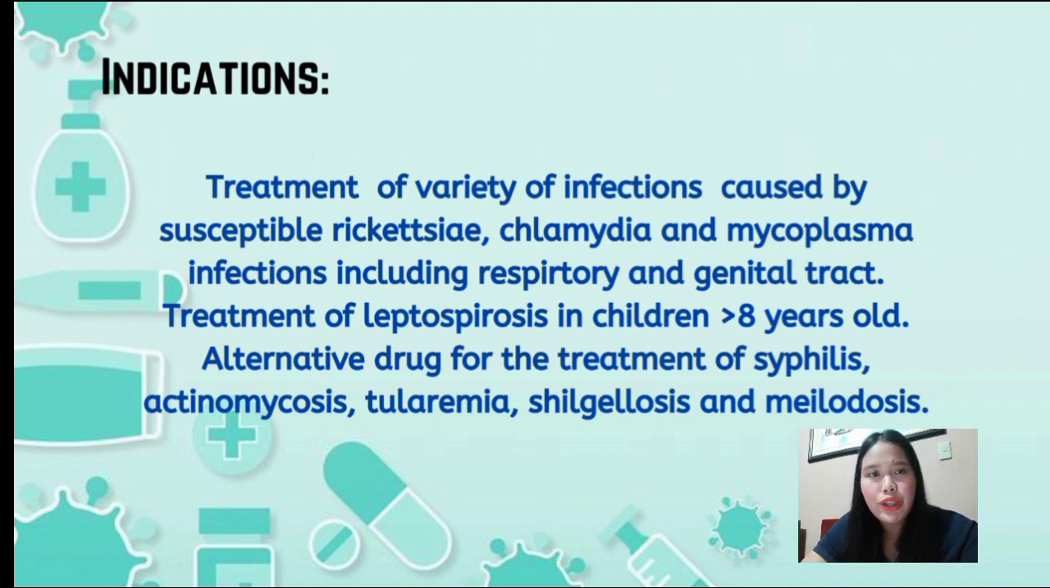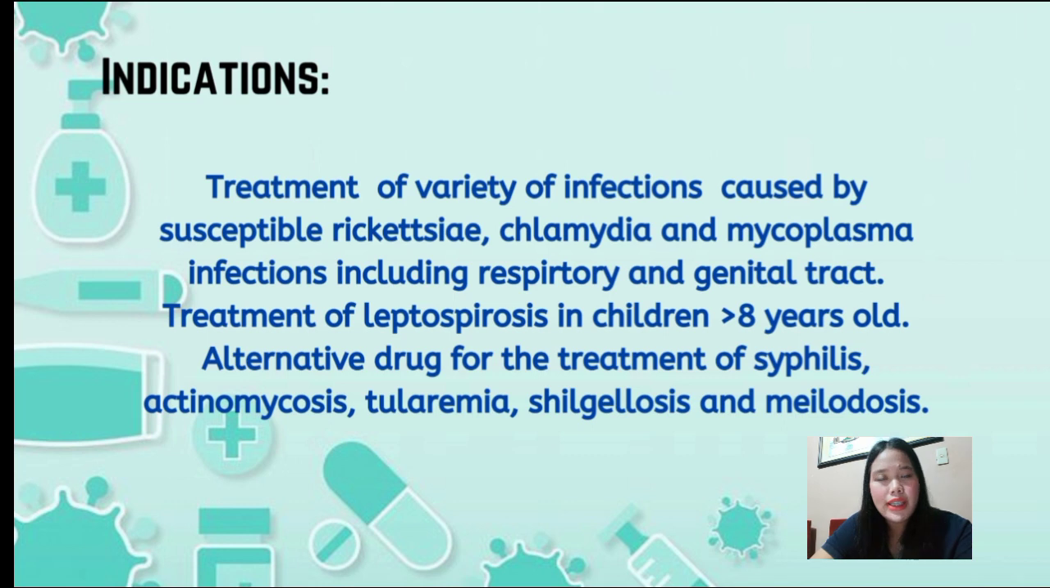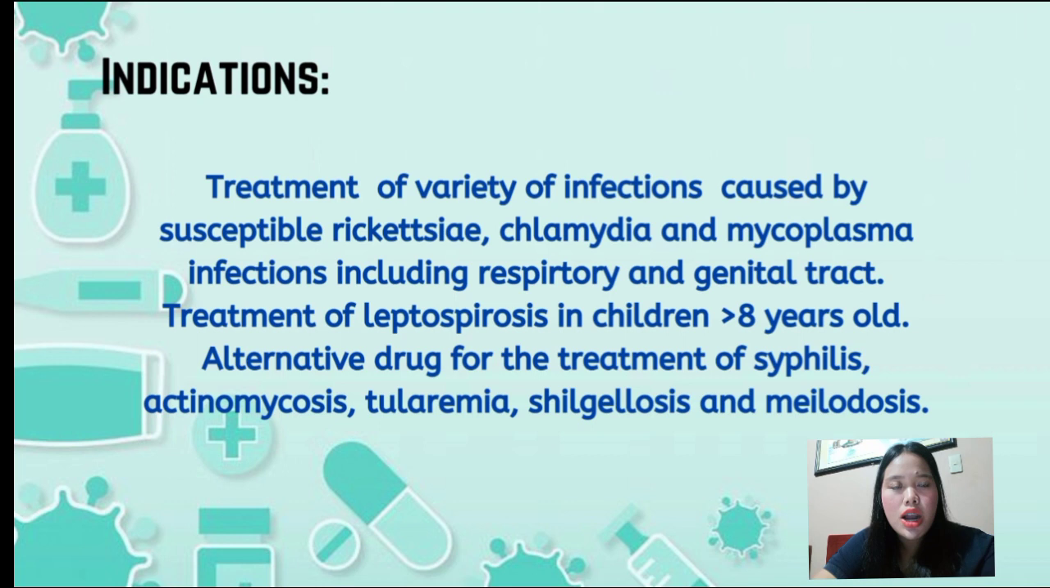Doxycycline is primarily used for the treatment of presumed or proven atypical pneumonia, since some physicians are reluctant to use it as a monotherapy in community-acquired pneumonia. Since there is widespread resistance of pneumococci to tetracycline, physicians have been reluctant to rely on doxycycline for monotherapy of community-acquired pneumonia. RightMed doxycycline can also treat leptospirosis in children below 8 years old, and is an alternative drug for the treatment of syphilis, actinomycosis, tularemia, shigellosis, and melioidosis, which are caused by different types of bacteria.